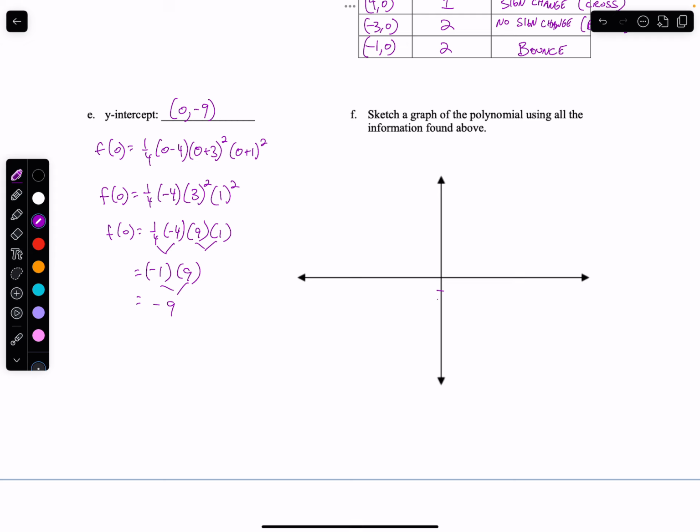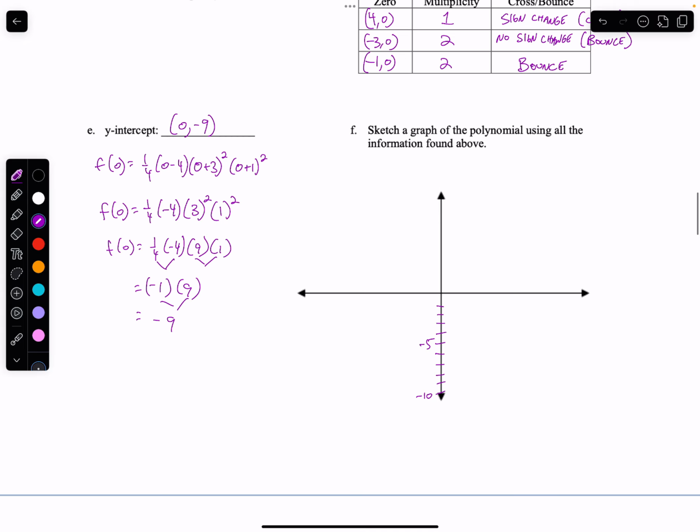Y-intercept is just also nice to have. I'll label the axes 1, 2, 3, 4, 5, -5, 6, 7, 8, 9, 10. I don't like to label every one. These x's only need to go up to like 5 or 4. So I'll go 1, 2, 3, 4, 5, and on the y-axis 1, 2, 3, 4, 5, and 5, 6, 7, 8, 9, 10.